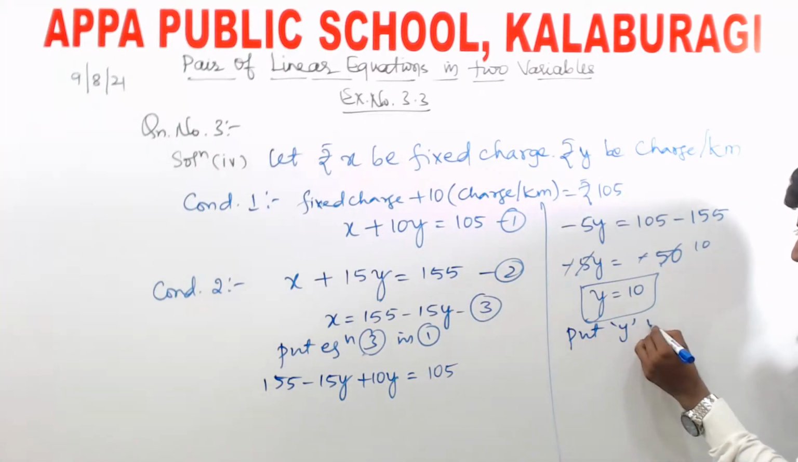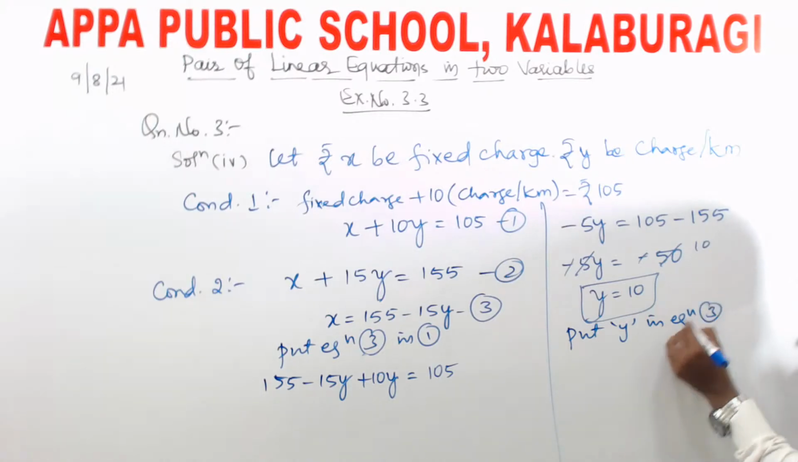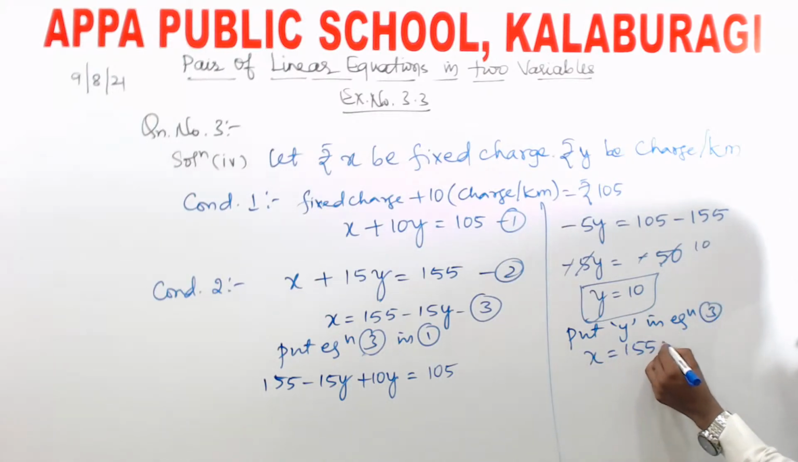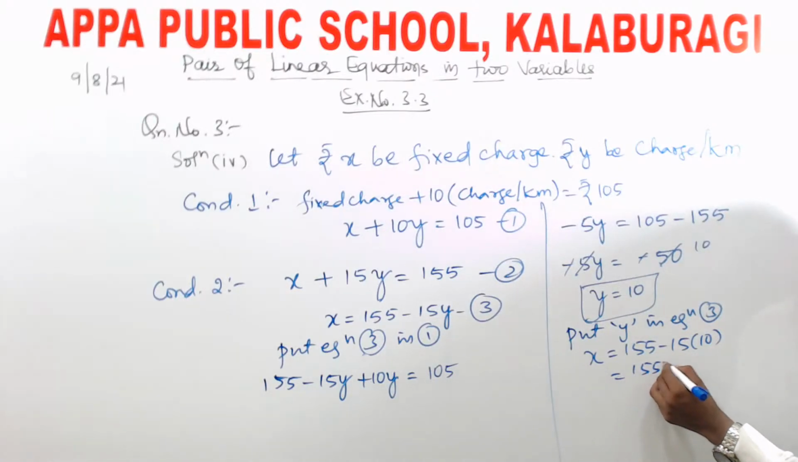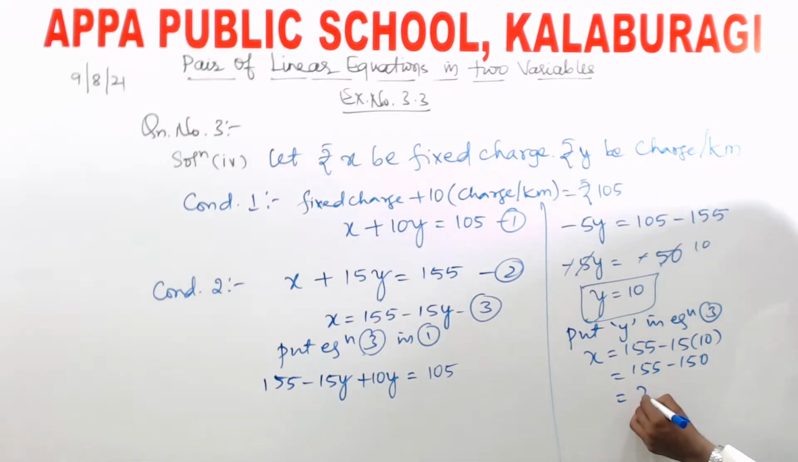Put y in equation 3. X would be equal to 155 minus 15 into 10. So 155 minus 150, which is nothing but 5. X value is 5. That's it.